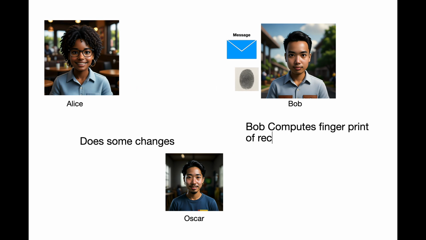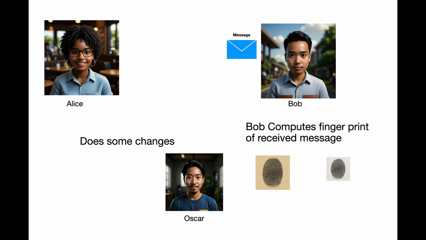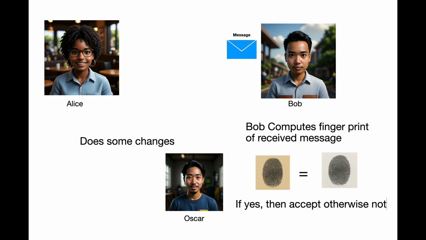Now Bob computes the fingerprint of the received message, the message which Oscar just sent. Now this is the fingerprint of the received message. Bob compares it with the fingerprint that he received from Alice. If both of these fingerprints are the same, then Bob will accept the message, otherwise he will reject the message.